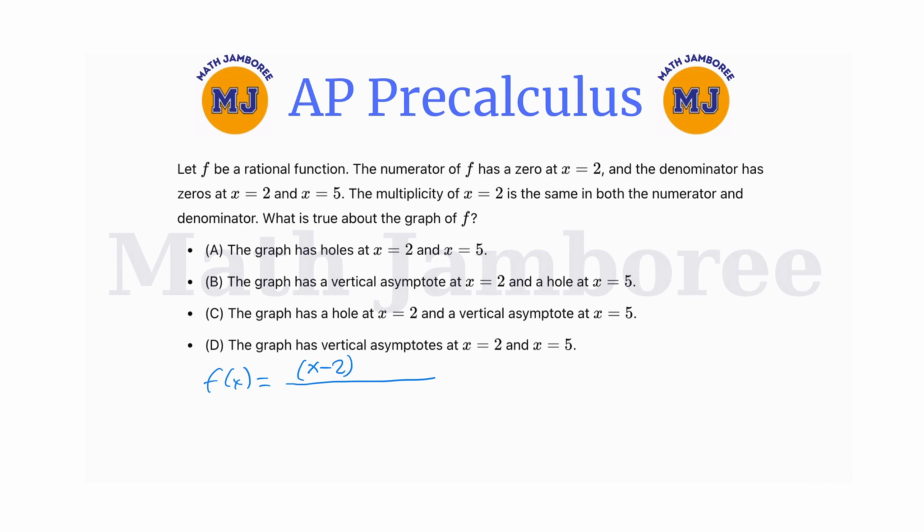The denominator has zeros at x equals 2, so same thing, x minus 2, right? And x equals 5 in the denominator, so x minus 5 will be in the denominator. They indicated the multiplicity, so there is x minus 2 in the numerator and denominator, which is a hole, right? If you cancel this out, there is a hole at 2. And what else? There is a vertical asymptote because x minus 5 equals 0. When you solve it for x, x equals 5 is the vertical asymptote.